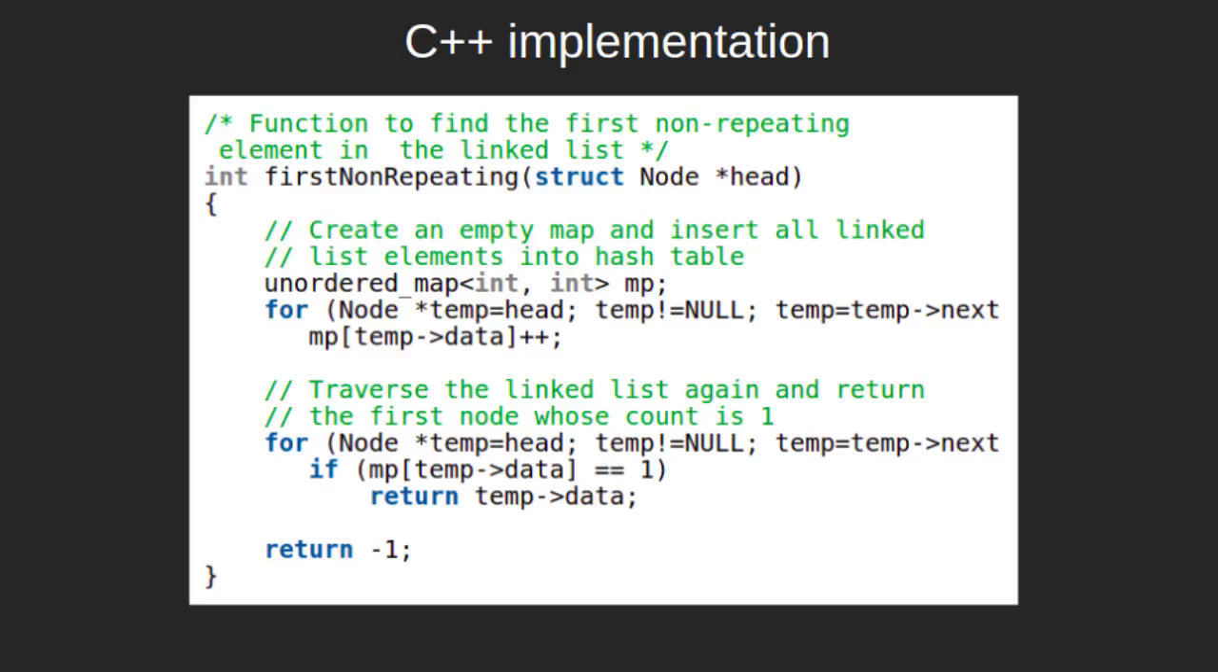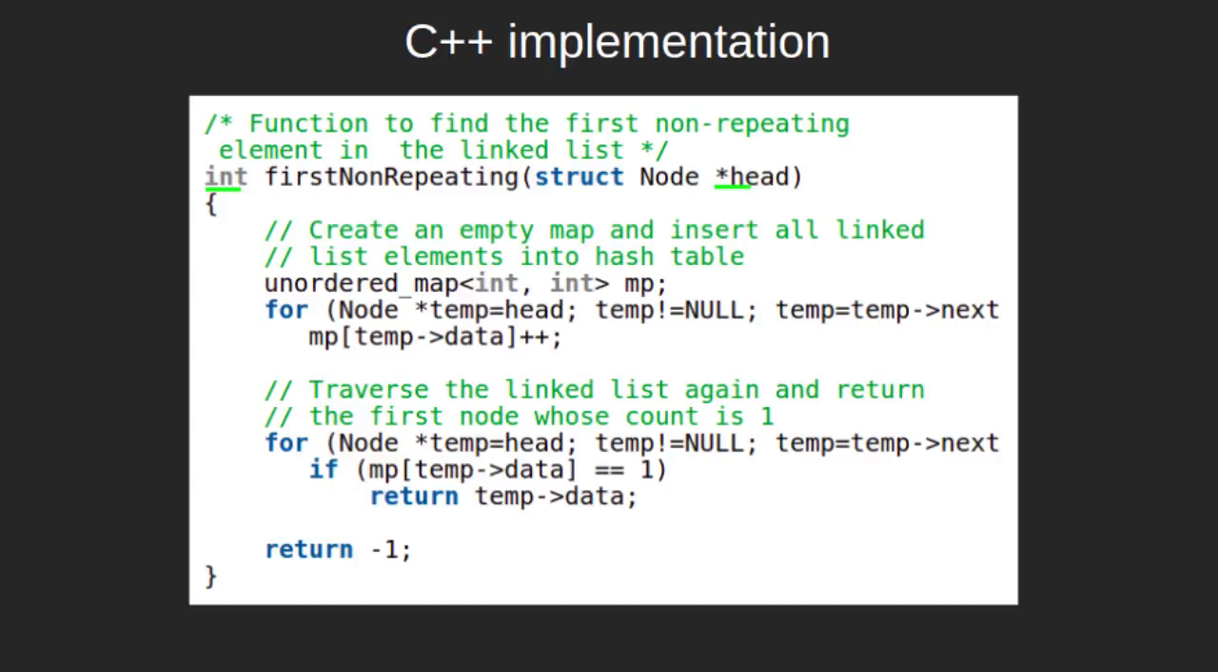Let's see the C++ implementation of this algorithm. The return type of this function is int, since it will return the first integer element whose frequency is 1. The function takes one argument, the head of the linked list.